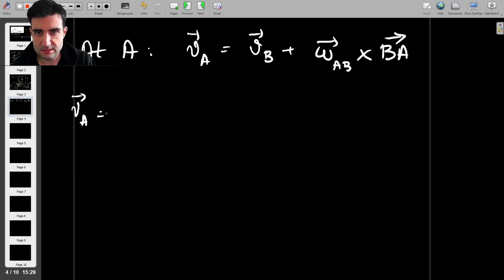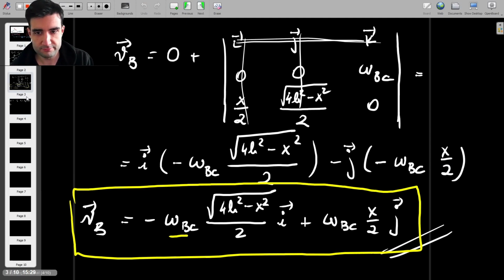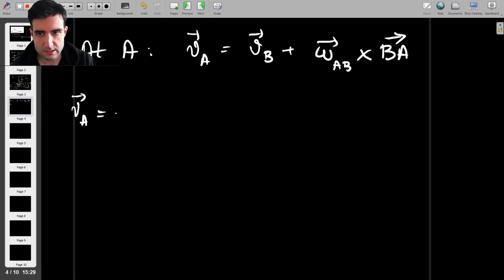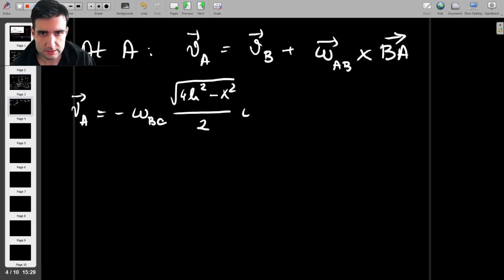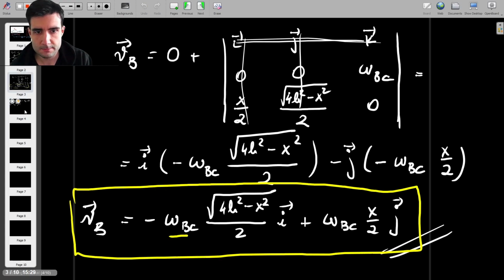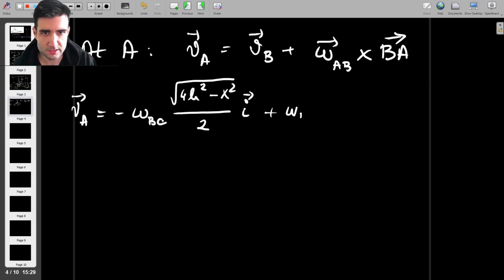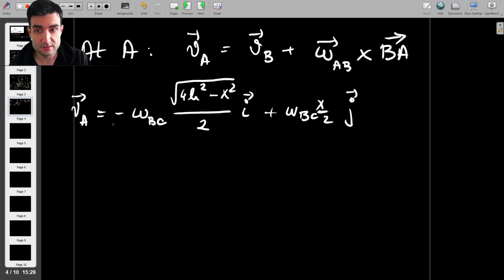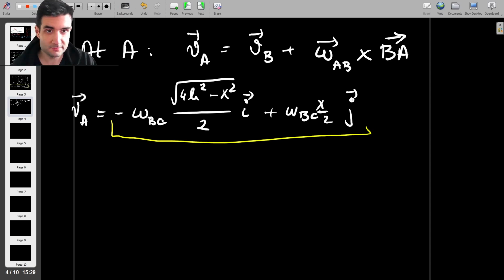We have the velocity of A is equal to the velocity of B. So the velocity of B is minus omega BC. I'm just going to copy paste that expression. So square root of 4b squared minus x squared over 2 times i, and then plus, in this case, omega BC x over 2 times j. Right, so this is just VB. Now on top of that, we have to add this other determinant.